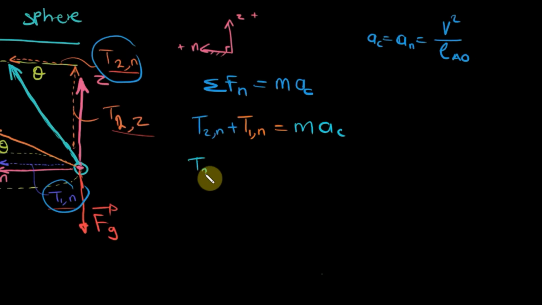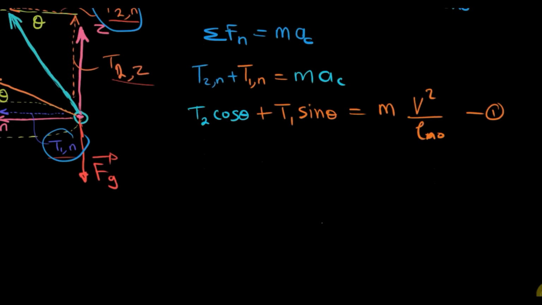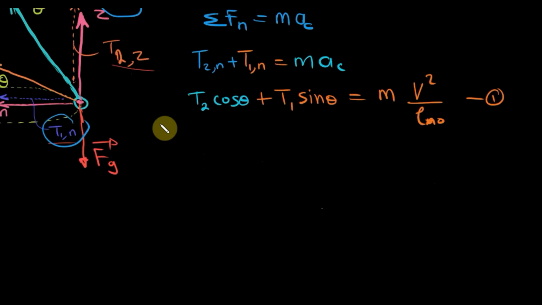So T2 cos theta plus T1 sine theta equals to m a_c. Alright, let me also substitute the correct value there: v squared over L AO. Call this equation 1. And let's do summation of forces in the Z direction. Yes, let's go.